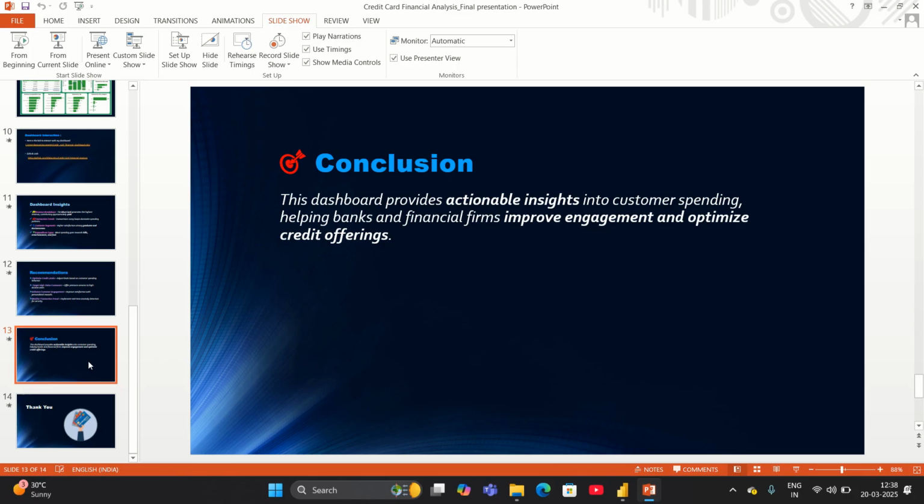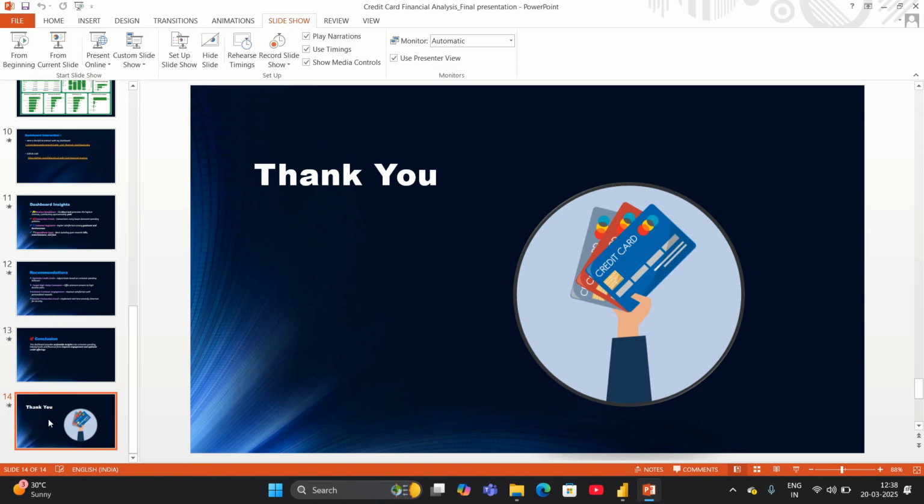Here is the conclusion. This dashboard provides actionable insights into customer spending, helping banks and financial firms improve engagement and optimize credit offerings. This is the last slide of this project.